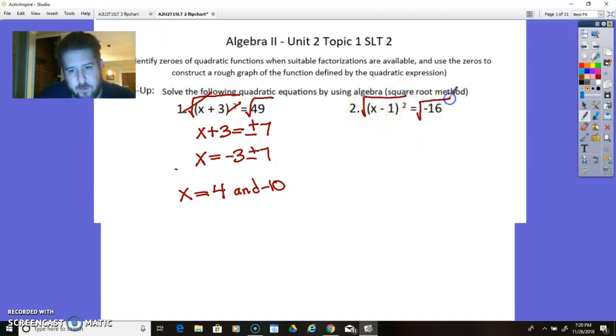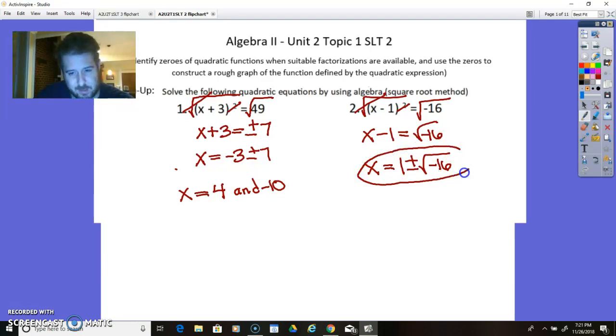All right, this one's also a perfect square. On the left-hand side, the square root and square cancel each other out. You're left with x minus 1 equals the square root of negative 16. This is what we're going to lead to in the next couple of lessons, but for right now, we're just going to leave it as the square root of negative 16 because we haven't done imaginary numbers yet. Move the 1 to the other side, and you get x equals 1 plus or minus the square root of negative 16. For the time being, we're going to leave it like this, and this is a complex number, which we'll talk about in more detail in about 2 more videos.